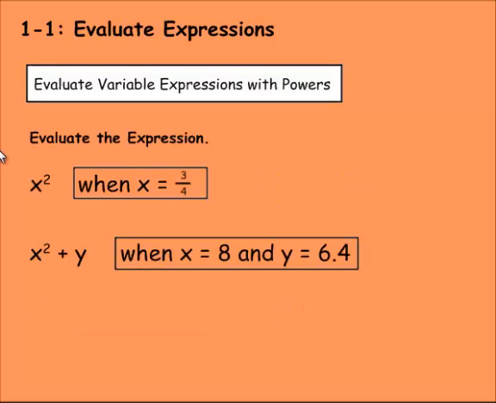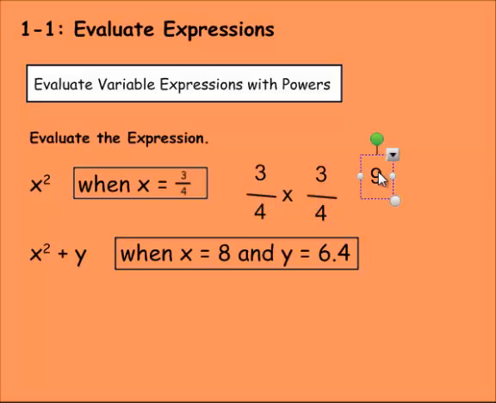Let's look at some ones that involve some powers now. We have evaluate the expression x squared, and now we see that x is 3/4. So what we need to do is 3/4 times 3/4, because that's what squaring things is: multiplying it times itself. So 3/4 is what the x was, multiply it times itself.